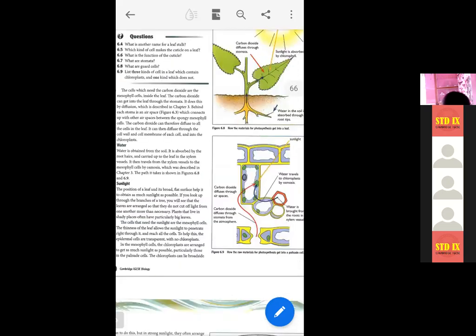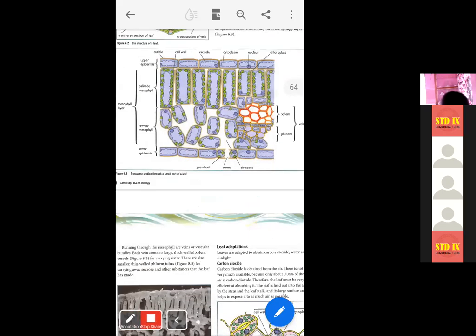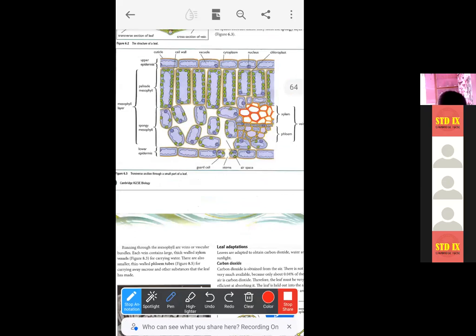Yes, look here, look at the screen. Because these epidermal cells do not contain chlorophyll, this is why sunlight can enter and penetrate into the mesophyll layer. And this is why the cells of the mesophyll layer get the maximum sunlight.